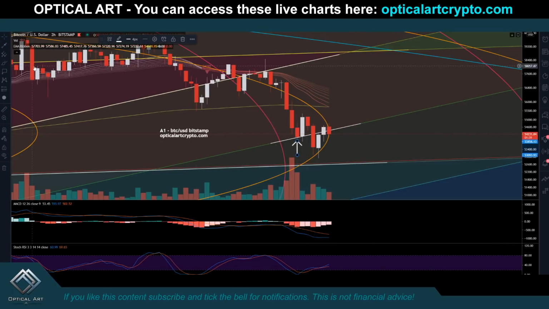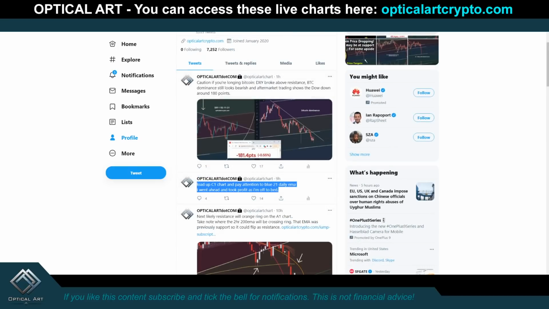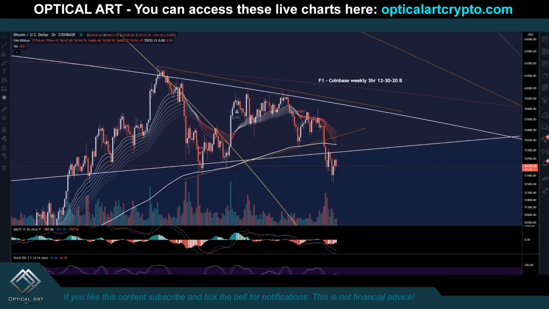So right here we found support, and when we were pushing up, I was in profit, and I made a tweet. I said right here, this is 9 hours ago, I said, load up a C1 chart, pay attention to the blue 21 daily exponential moving average. I went ahead and took my profit, so I'm off to bed. Again, my Twitter is private, by the way, guys. And this was the chart.